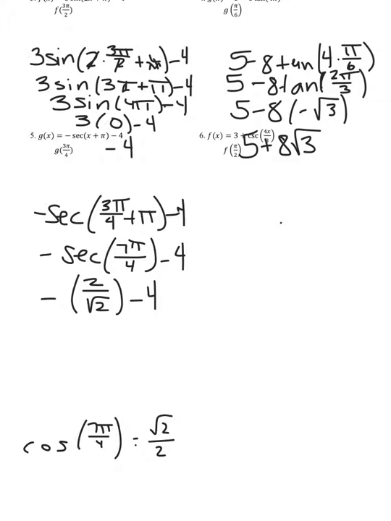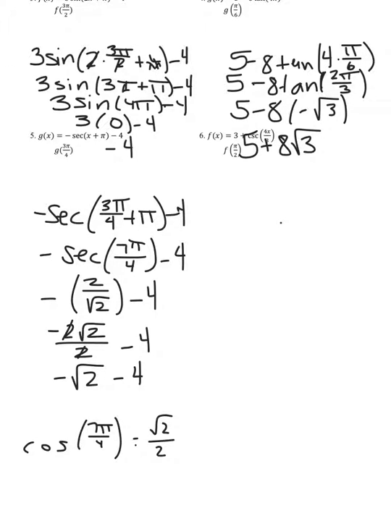Okay, and then you want to make sure that you rationalize this. So this is negative 2 square root of 2 over 2 minus 4, which, because these cancel, gives a final answer of negative square root of 2 minus 4.